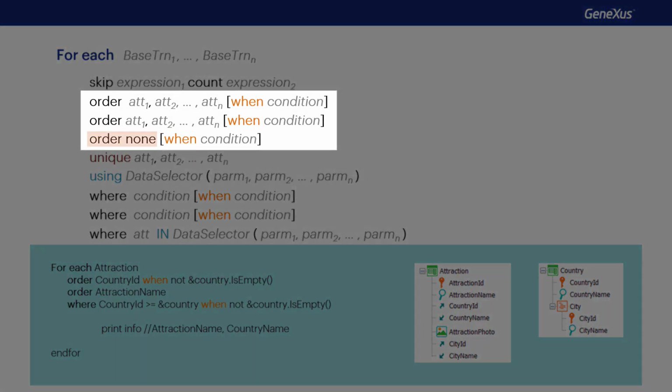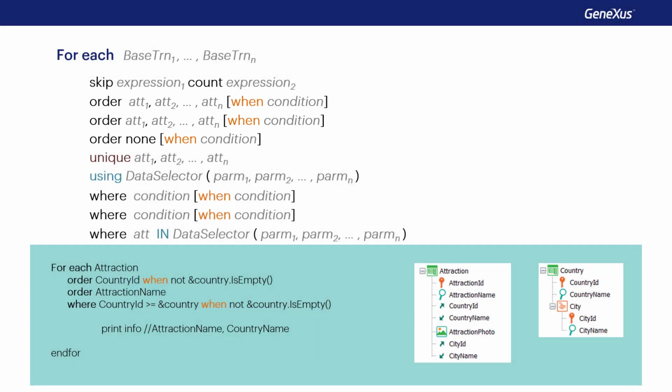The order none clause, which we hadn't seen before, is written when we want to leave the order to be applied undefined, which means that it'll depend on the platform and may even vary from one execution to the next. Anyway, the order clauses that we write do not determine the exact execution plan that the DBMS will choose, because other considerations are also taken into account, precisely to optimize the database access. We'll explore this topic in more detail in another video.